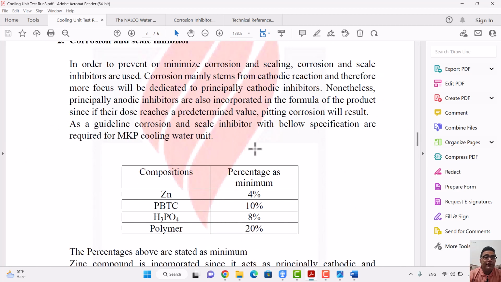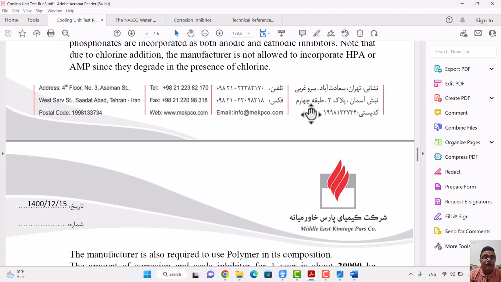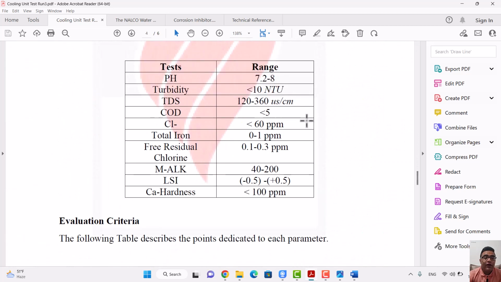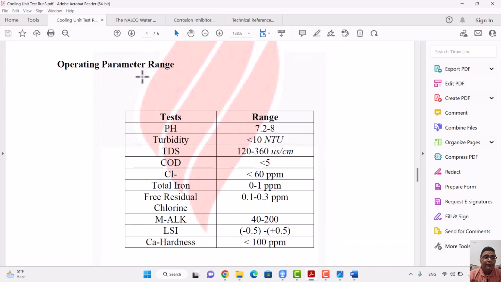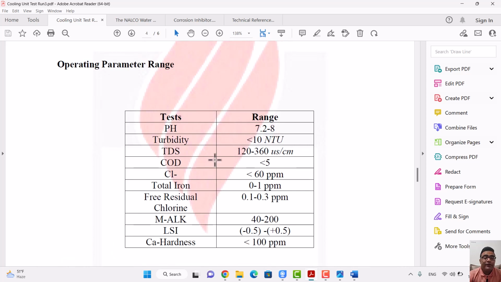This section is devoted to corrosion and scale inhibitor. But before going to these sections, I want to show you the operating parameter ranges. These tests are performed on a daily basis in the laboratory of our petrochemical company. And of course, these are the ranges of different tests.